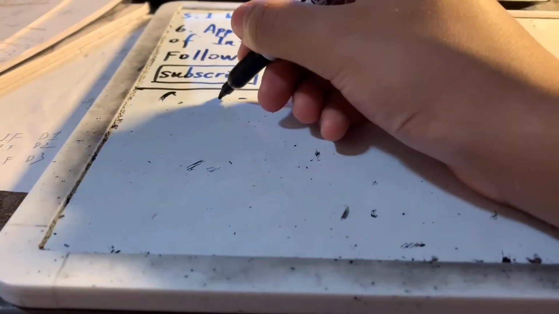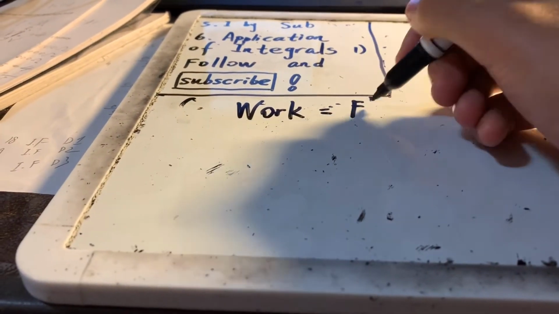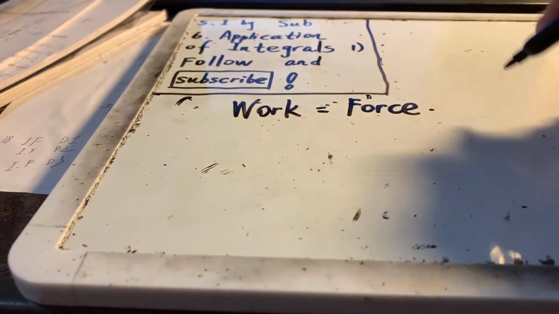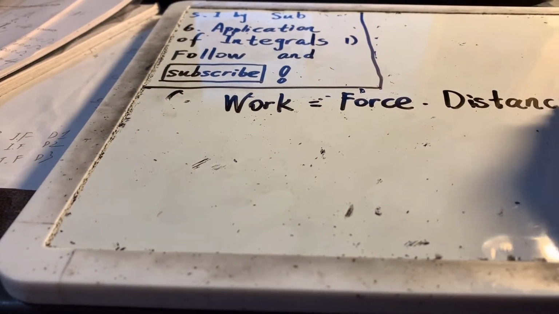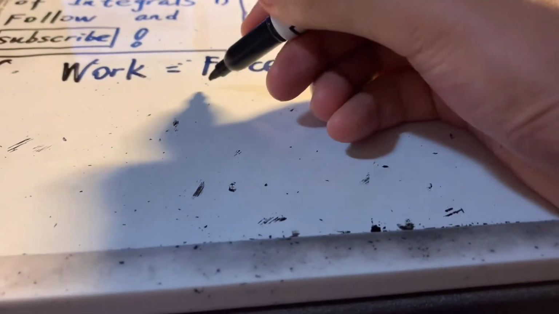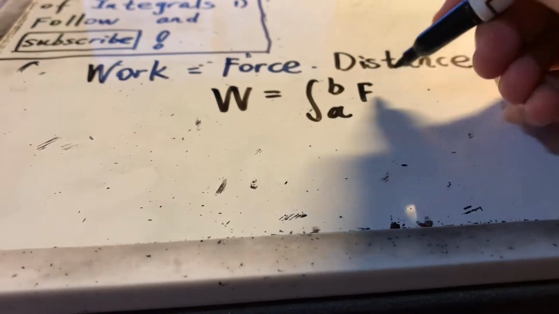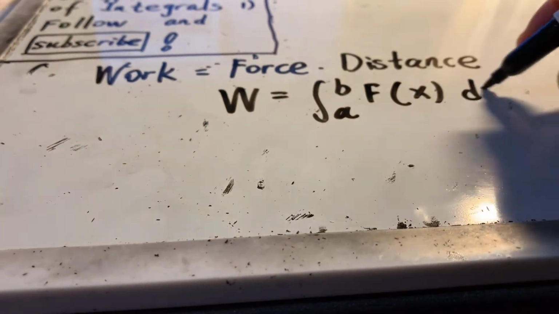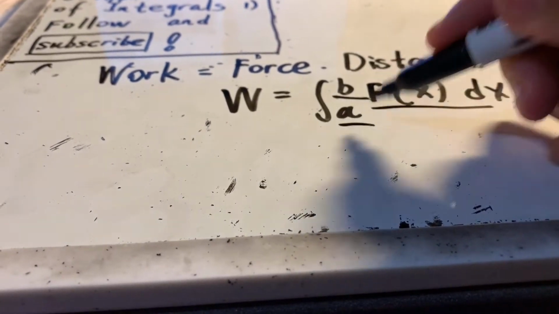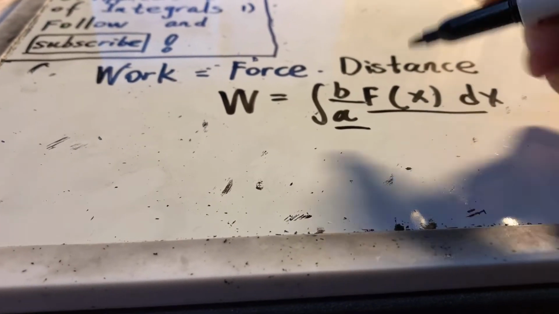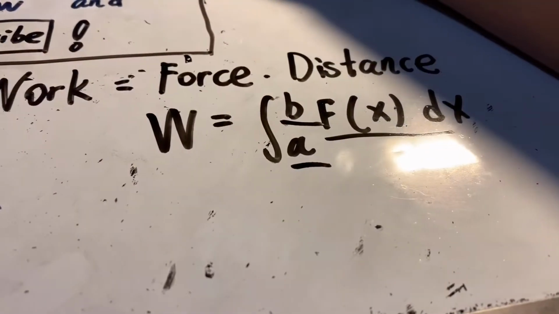We know that work is equal to force times distance, right? But in other cases, we can also represent it like this. W is equal to the integral of the force function, from the starting point to the ending point. So it is a way to do this type of problem.